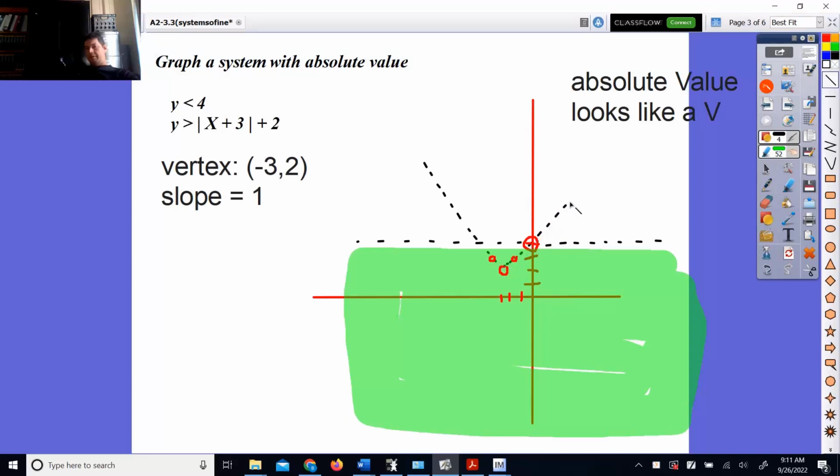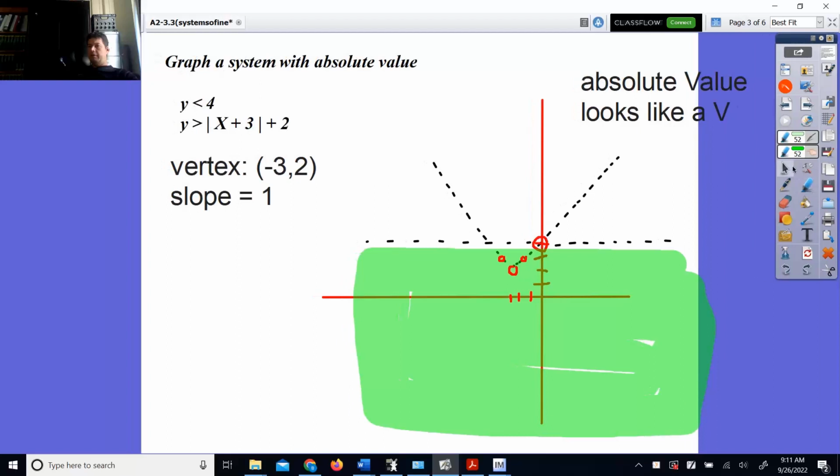And what's up next is going to be our shading. That is a greater than symbol. Aubrey, what do you know about greater than? It is above.